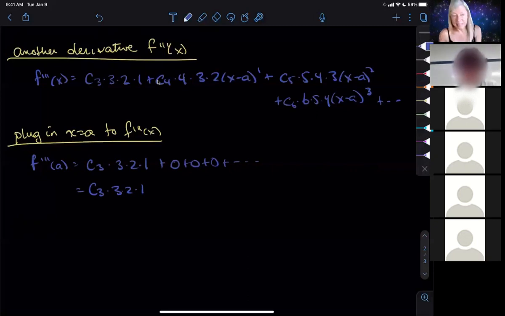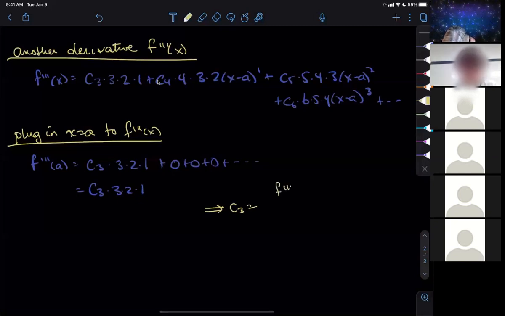You might be looking at that and saying, that's 6, Dr. Office. Why are you writing it 3 times 2 times 1? The reason I am is because we're going to see the pattern better if I leave it factored out rather than multiplying it together. So let's just roll with it. So now this means that C3 is f triple prime at a divided by 3 times 2 times 1. I'm going to do one more step, and I think from there maybe we're going to be able to see what the pattern is, if you don't see it already. So we're going to take another derivative.